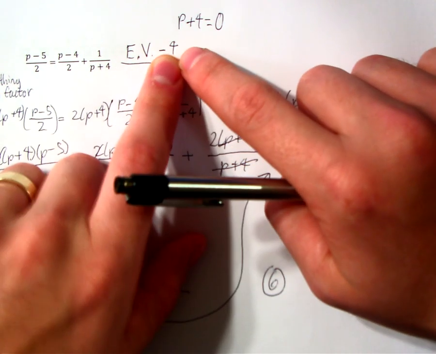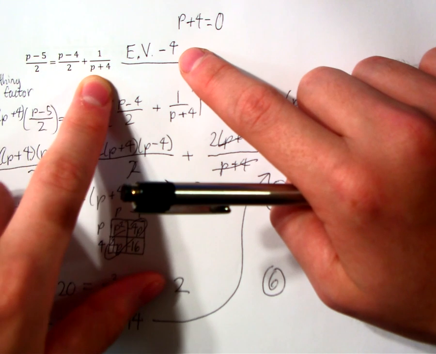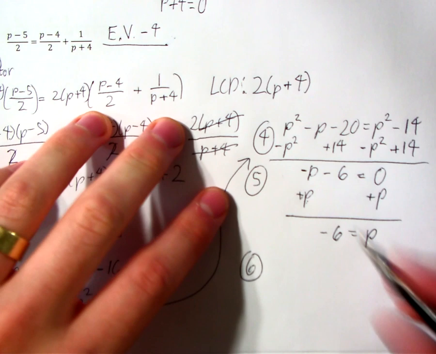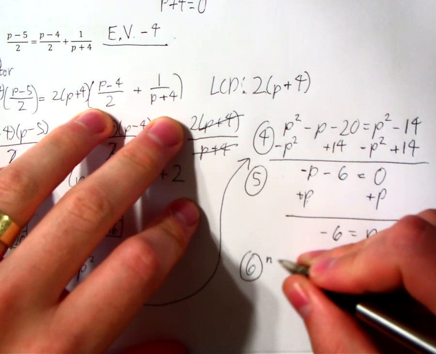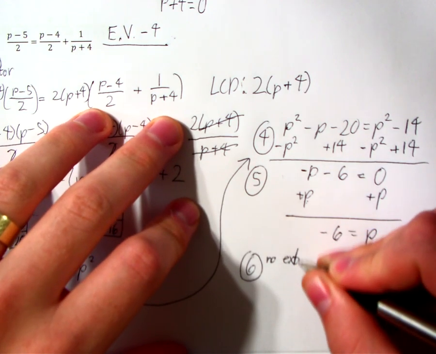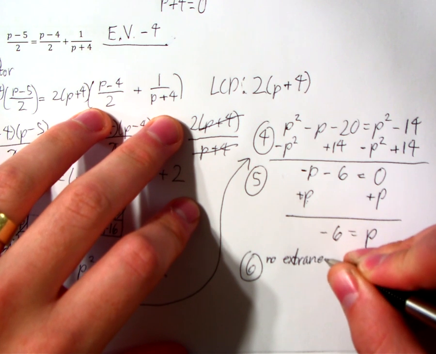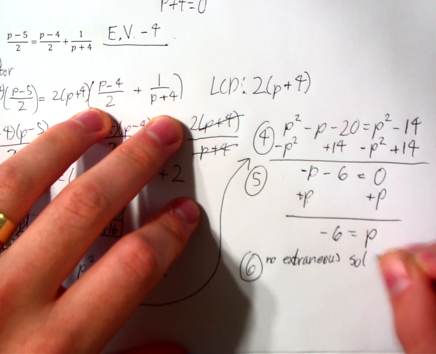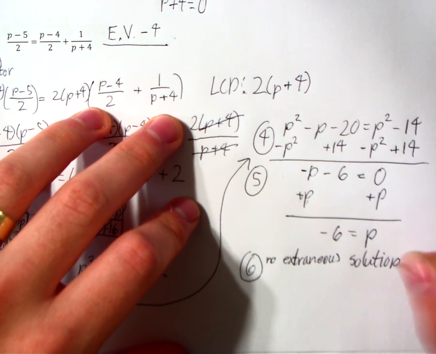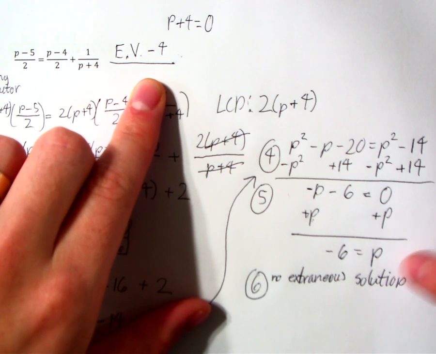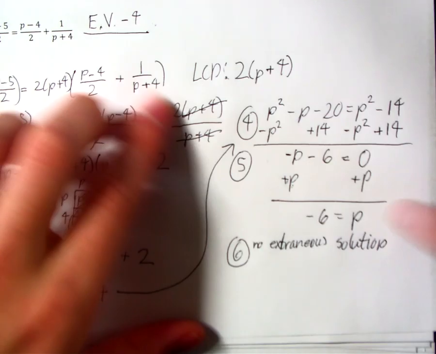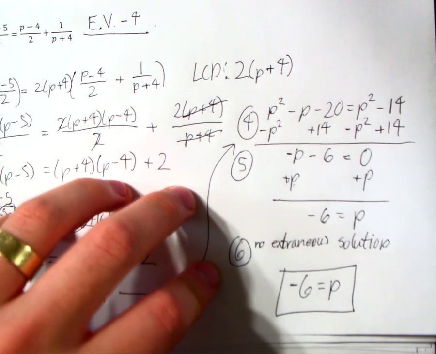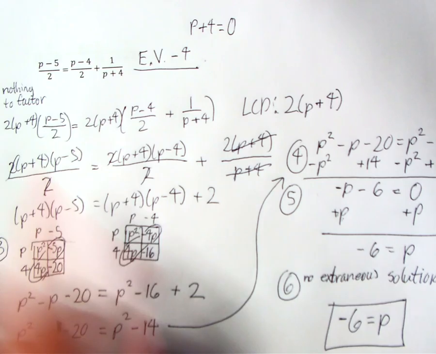So negative 4 cannot be a solution because it's an excluded value. Is negative 4 the solution I got here? No, it's not. So there's no extraneous solutions, because the solution that I got was not excluded. There's no reason to exclude this solution. So there's no extraneous solutions. This solution, p is equal to negative 6, really is the answer. Negative 6 is the solution to this rational equation.